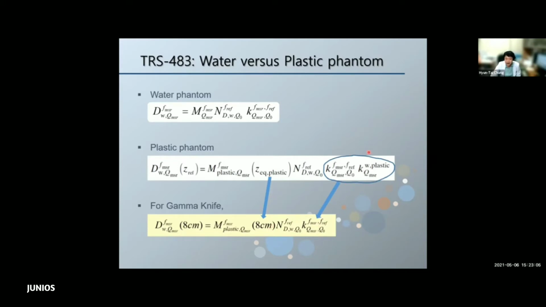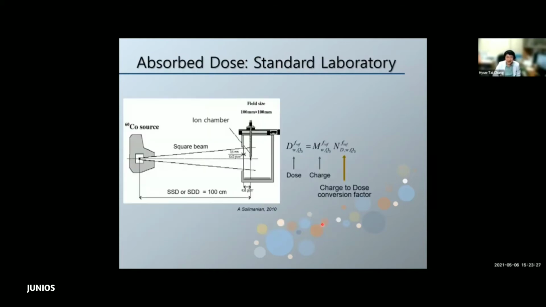And these factors are combined into this one factor. Even though they use the same notation for this and this, the meaning is different. So it's very confusing. But once you know this fact, it's easy, but the first time it's difficult to understand. So let me explain in more detail.